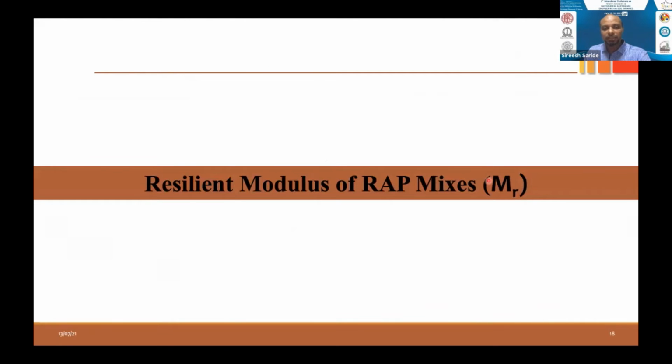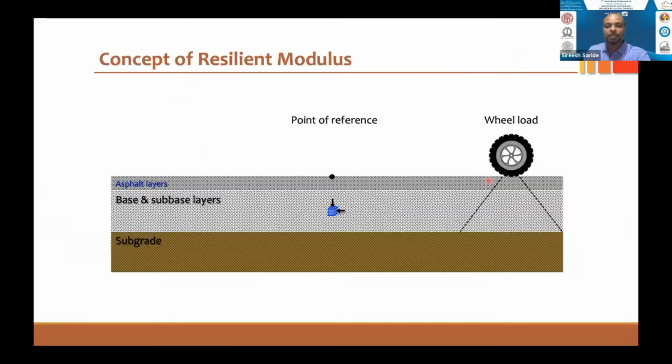So let us look at what is the resilient modulus of these RAP mixes. Just to give you an idea, what is the concept of resilient modulus? For example, if this is the pavement structure, and this is the base or base layers and subgrade here. Because we are talking about the resilient modulus of base and sub-base layers, which is going to be a stabilized RAP material, consider a small elemental area or volume here, and the vehicle is somewhere very far from the point of observation. So this is the point of reference for us, with the vehicle very far from the point of observation.